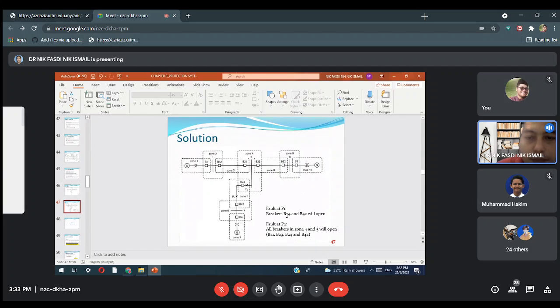Okay, however when P2, which area, P2 mana dia P2 kat sini, this one. So P2 ni dia is orang kata located in the overlapping zone. So semua breaker yang berada dalam zone ni dia akan trip, dia akan open lah. Okay, contact in order to isolate the fault.